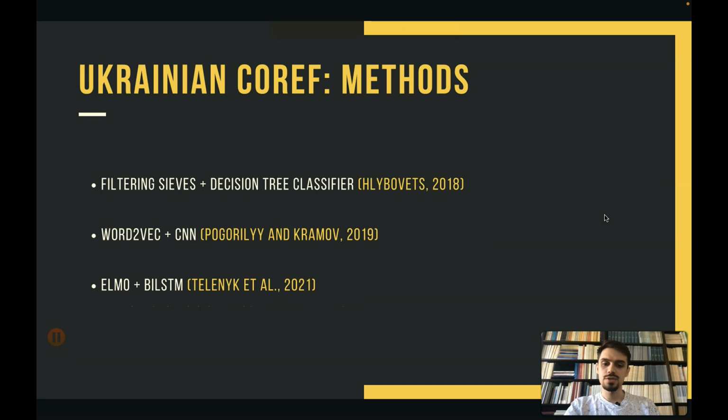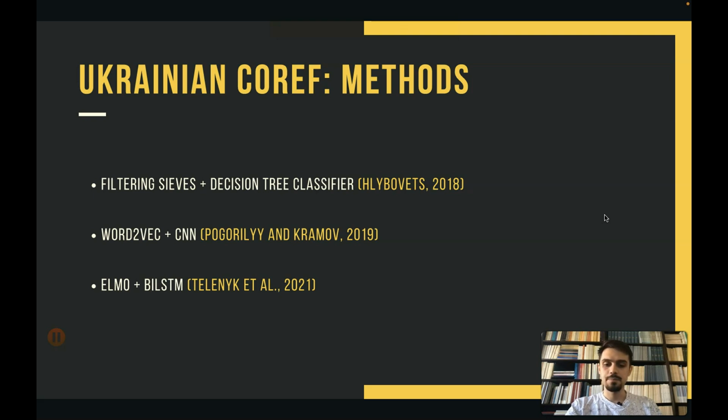Before discussing our approach to silver data creation in detail, let's give a brief overview of existing research on coreference resolution in Ukrainian. In Glibovets 2018, a coreference resolution module is presented as part of a bigger complex information processing system. The module is based on a multi-pass filtering sieve together with a decision tree classifier. Pogorely and Kramov attempt to create a coreference resolution system for Ukrainian using a convolutional neural network, relying on word2vec embeddings.